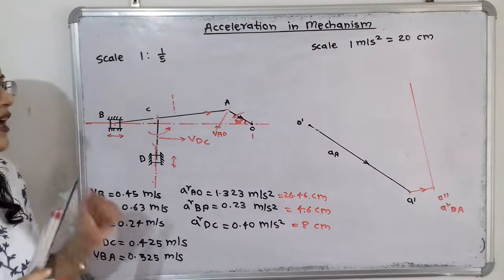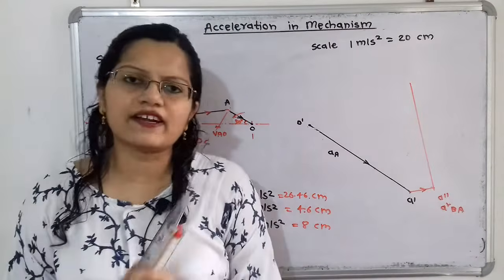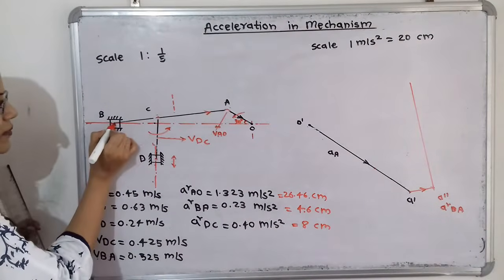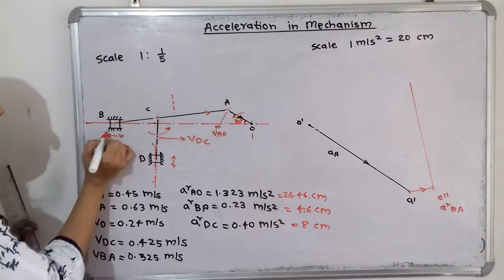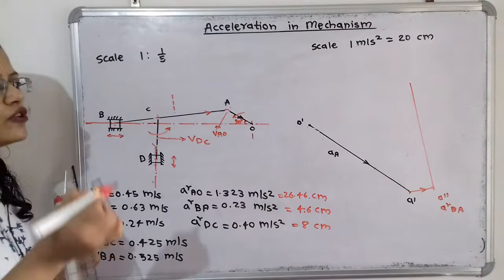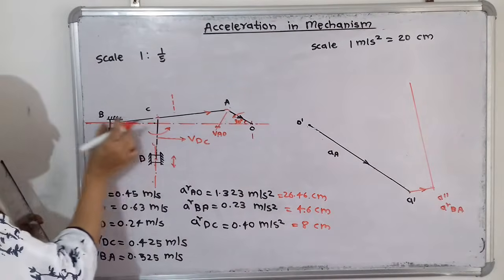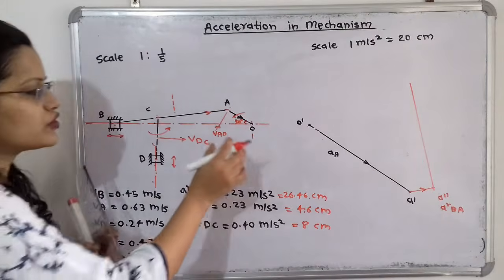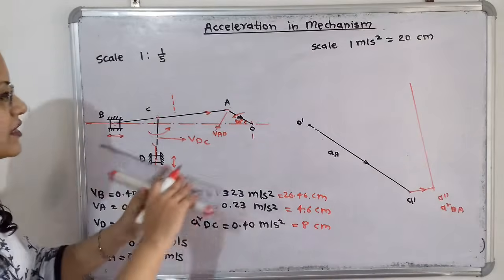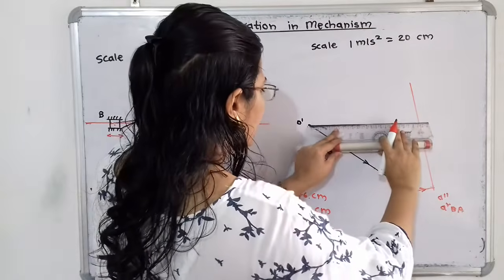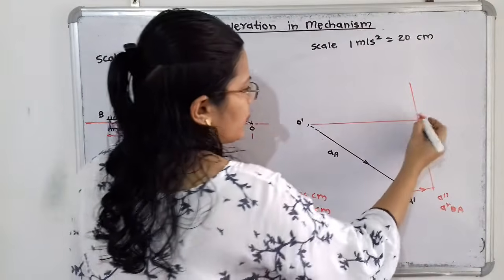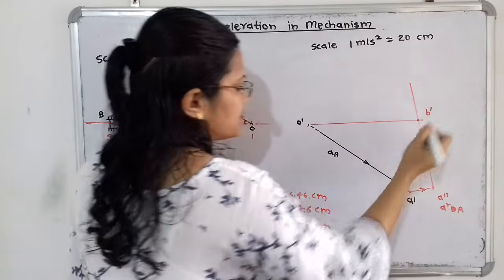Now again I have to find out where is the exact location of B. So how to find out that? So if I observe, here is the B and there is the slider, and which is having reciprocating motion along the horizontal line which is passing through O. So in the acceleration diagram also, the reciprocating motion or sliding motion we have to show as it is. That is, we have to draw one horizontal line and passing through the O dash. So I will draw here one horizontal line. And this is the point of intersection, and this point of intersection is B dash.